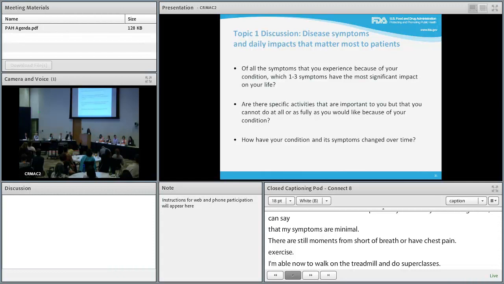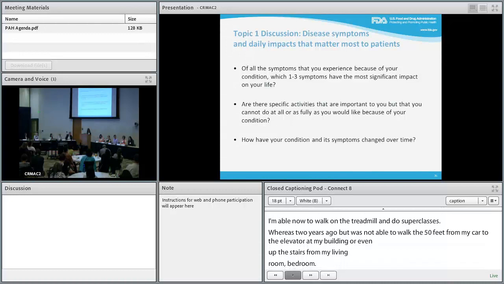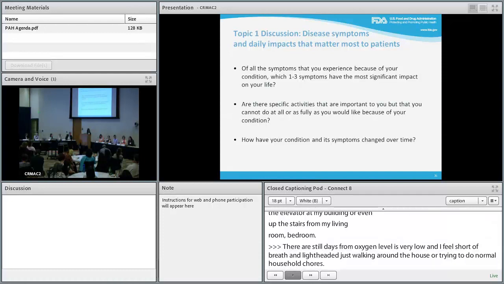There are still days where my oxygen levels are very low, and I feel short of breath and lightheaded just walking around the house or trying to do normal household chores. I do have an oxygen concentrator in my home for those days, and if I'm mobile, I will use my portable oxygen.